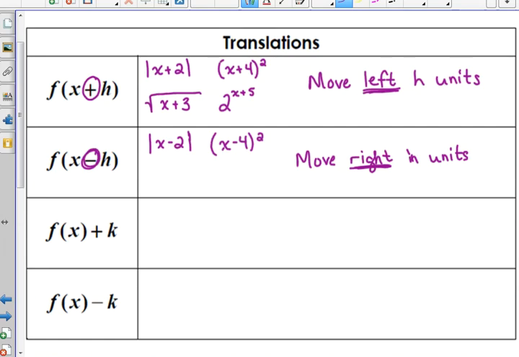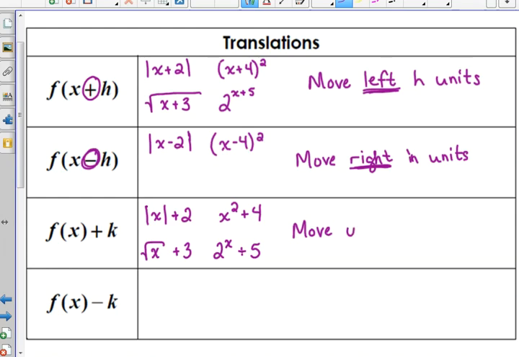So let's look at how things change when it's f of x, close the parentheses, plus k. So that changes it from being inside the absolute value to outside the absolute value. The absolute value of x plus 2, or the square root of x, where the x is the only thing under the square root, the plus 3 is outside of the square root. With our quadratic function, you square the x and then you add 4. And with the exponential, 2 to the x and then you add 5. It's not in the exponent anymore, it's after the exponent.